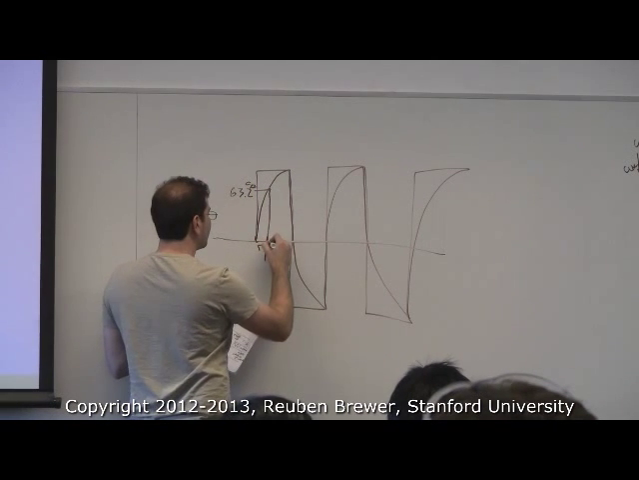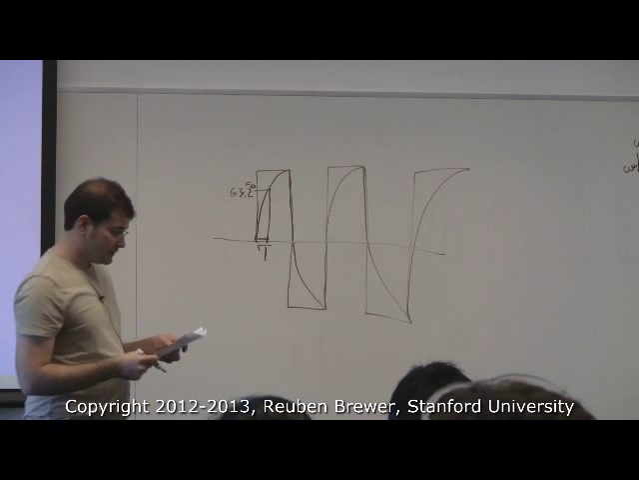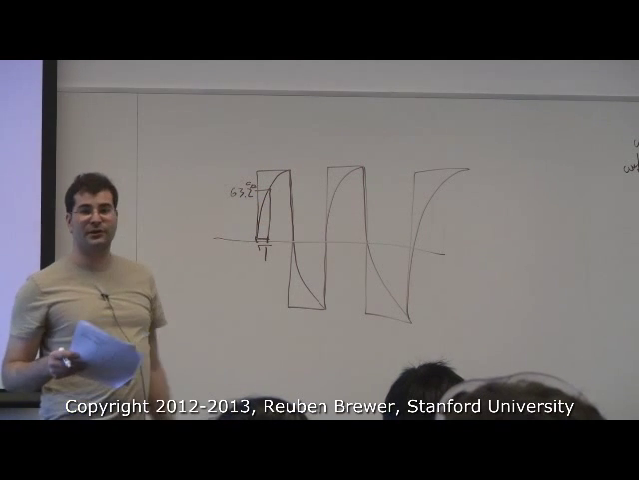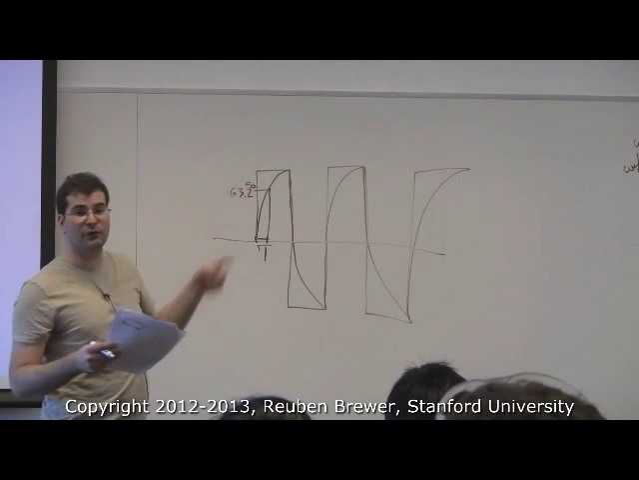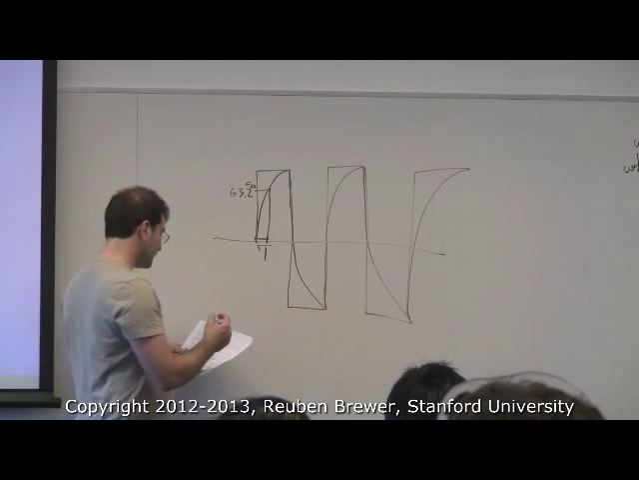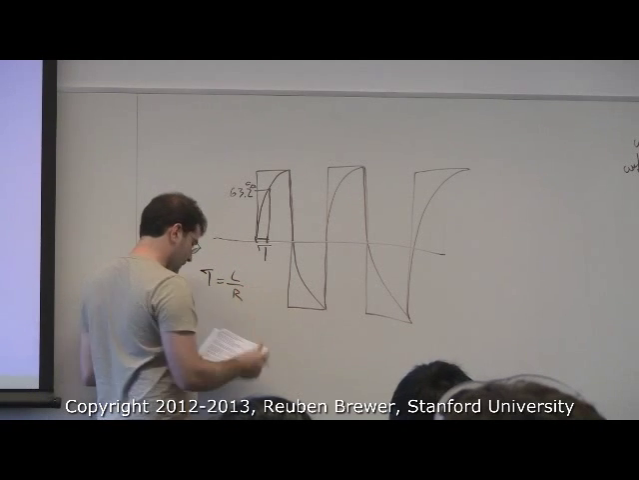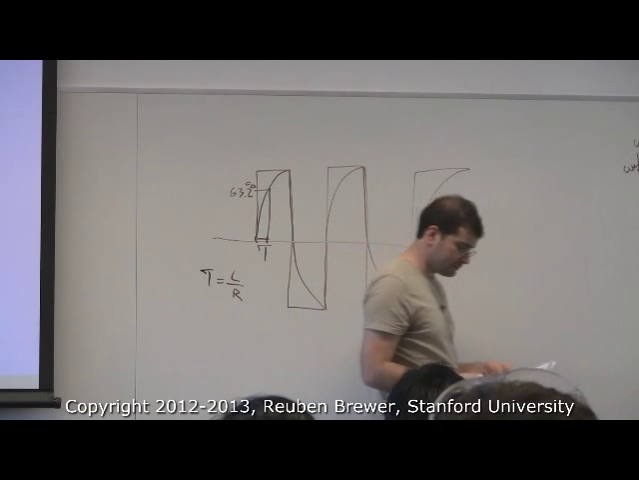The time it takes the current to go from basically 0 to 63.2% of the full current that it can do is tau, the time constant, and that is L over R, where L is the inductance and R is the resistance.